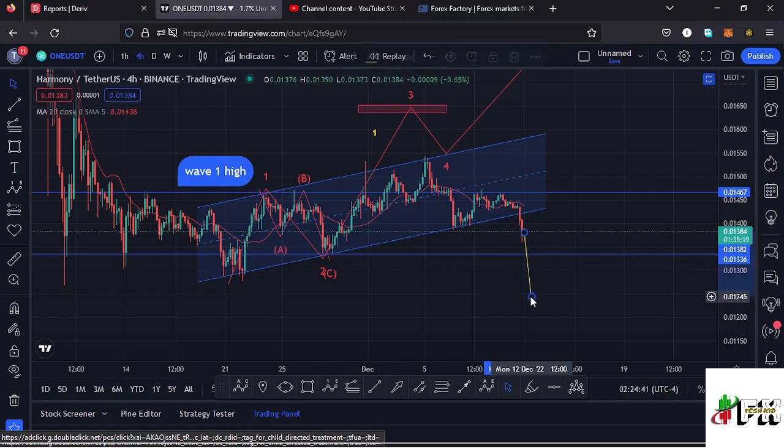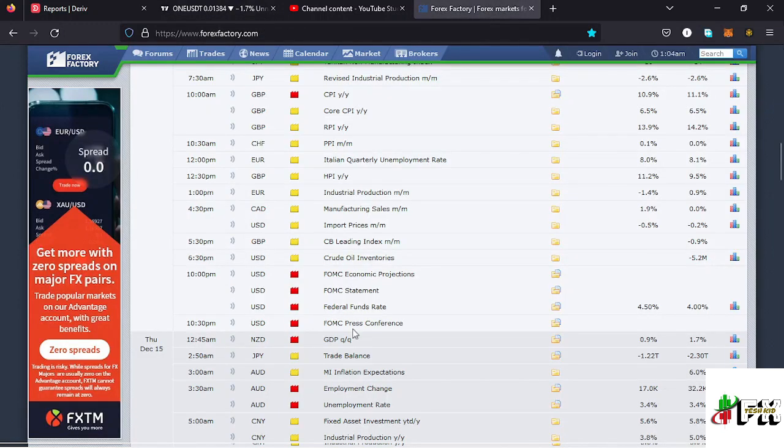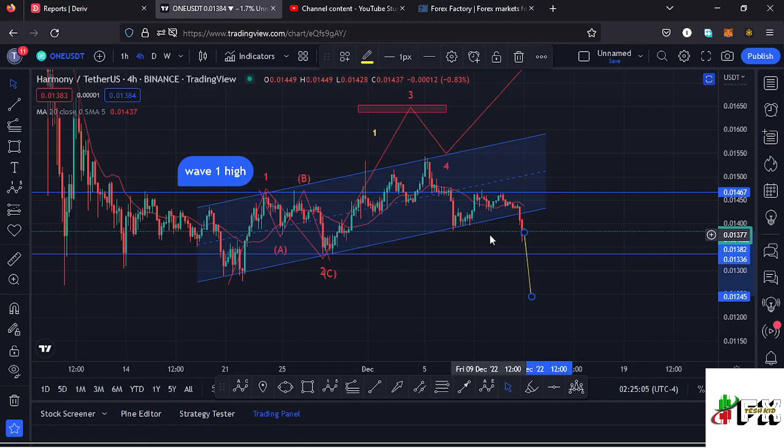We need to be prepared for such a movement, because this week I'm expecting a lot of volatility, because from the Forex Factory you can see that we have the FOMC meetings, and once the minutes of that meeting are out, I'm expecting a lot of volatility in the crypto market. And once that happens, in case we see a negative impact on the market, there are chances that HARMONYONE might make a new low, and we need to be prepared for that.